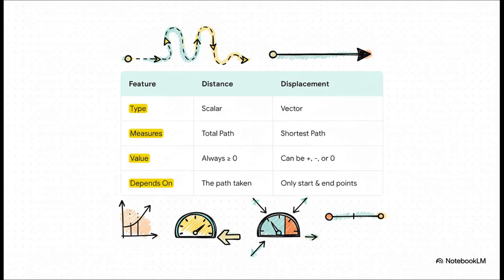Okay, let's put these two head to head, because this is where exam questions really try to trip you up. Distance: scalar, total path, always positive. Displacement: vector, shortest path. And check this out, it can be positive, negative, or even zero. It all just depends on where you end up relative to where you began.